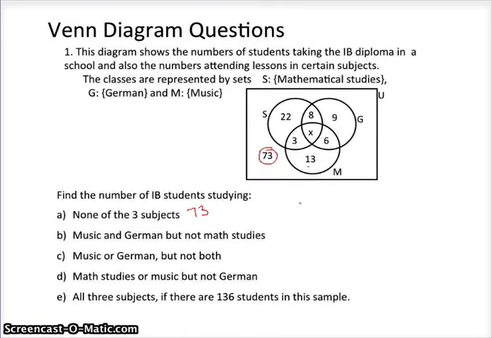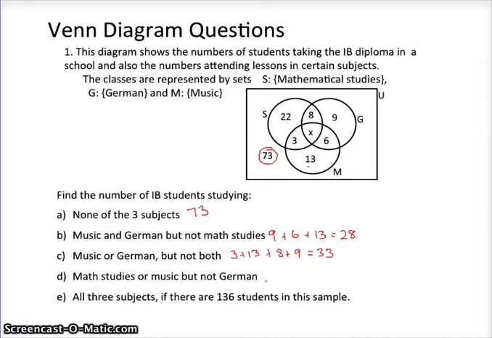Okay, music and German, but not math studies. So this is going to be these numbers here. It's 9 plus 6 plus 13, which is 28. Music or German, but not both. So here are the ones who take music and German, but not both. So this is 3 plus 13 plus 8 plus 9, which is 33 of those students.